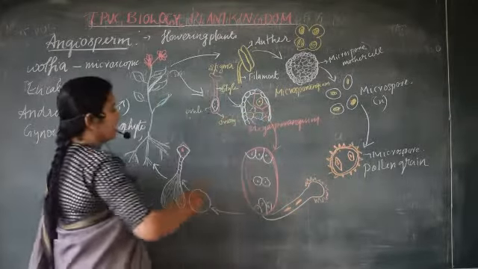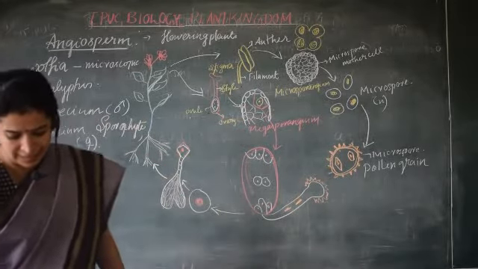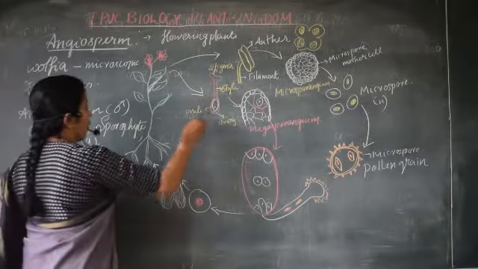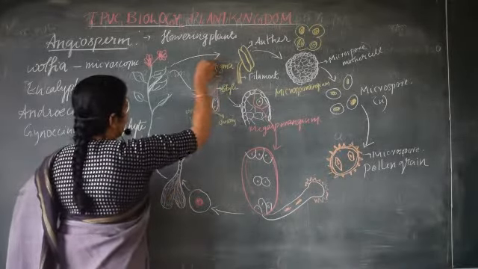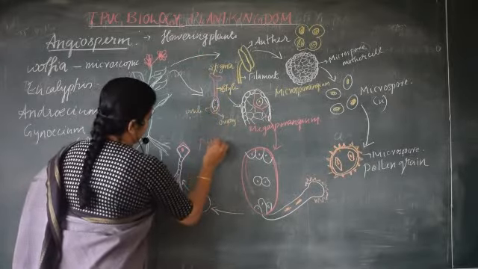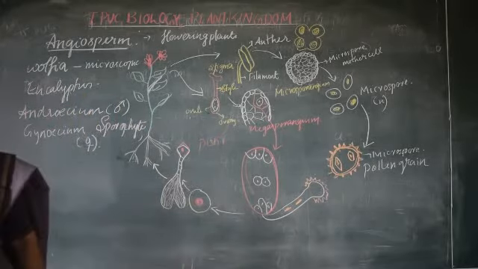Here you can see the ovary is enlarged. The ovary part is enlarged and shown here. So what do we call this structure? Altogether we can term this structure as the pistil. It's another name for this female reproductive unit.